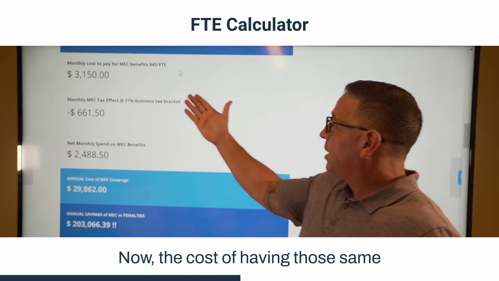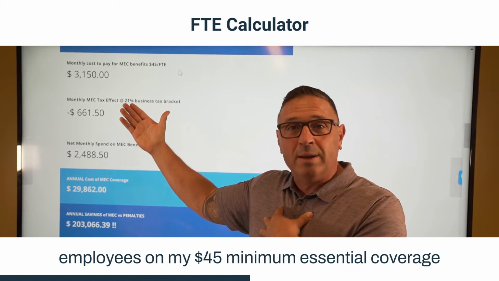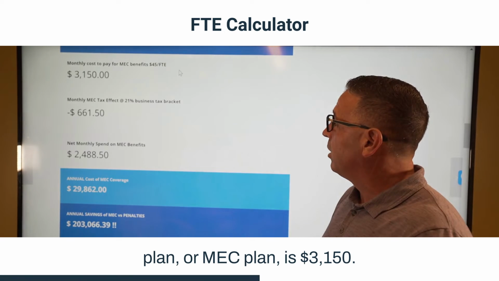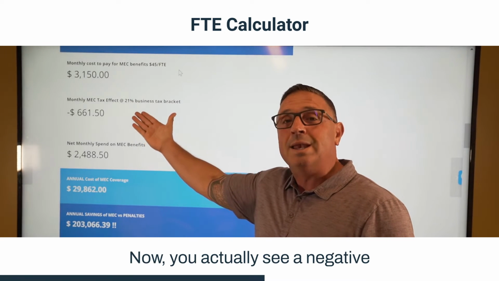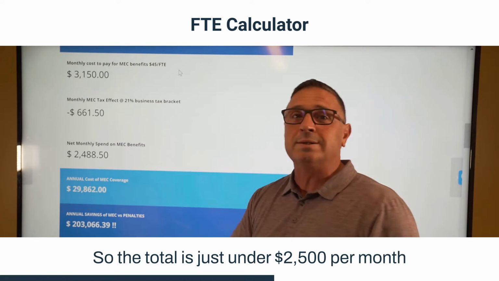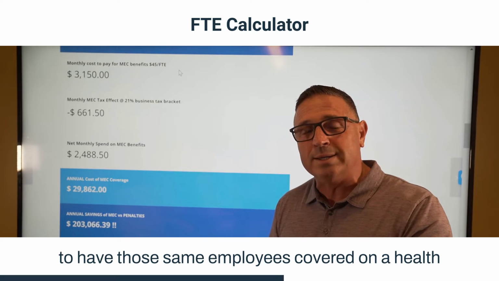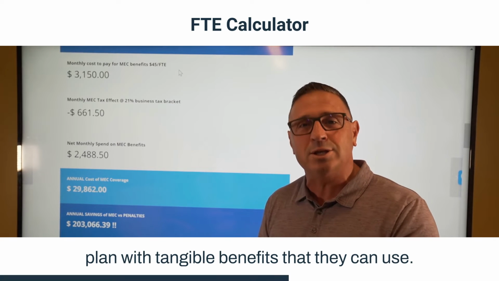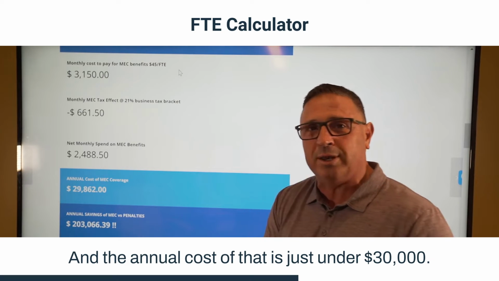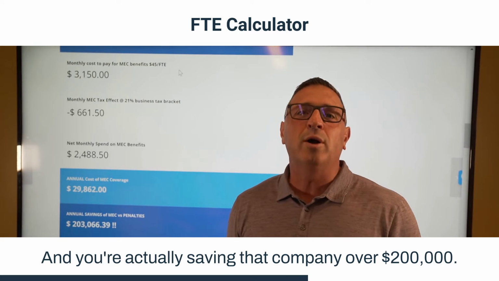Now, the cost of having those same employees on my $45 minimum essential coverage plan, or MEC plan, is $3,150. Now, you actually see a negative tax rate on that at 21%. So the total is just under $2,500 per month to have those same employees covered on a health plan with tangible benefits that they can use. And the annual cost of that is just under $30,000, and you're actually saving that company over $200,000.